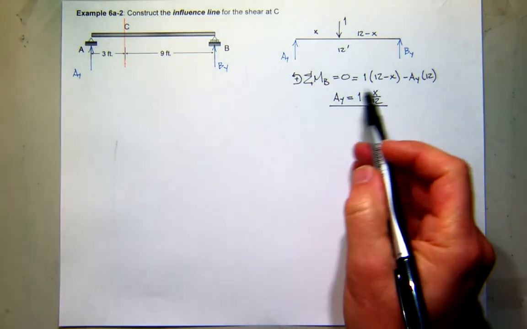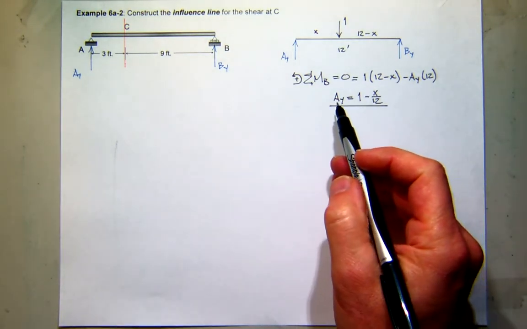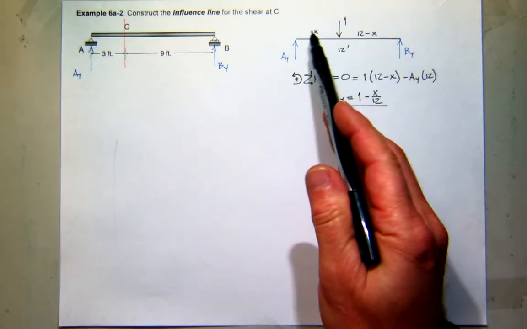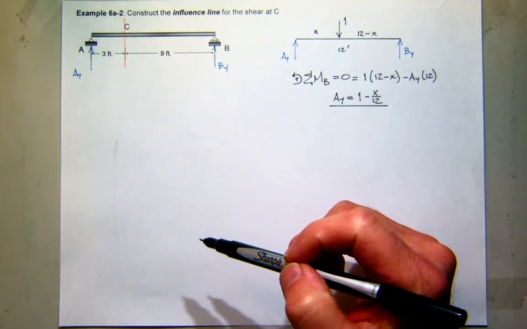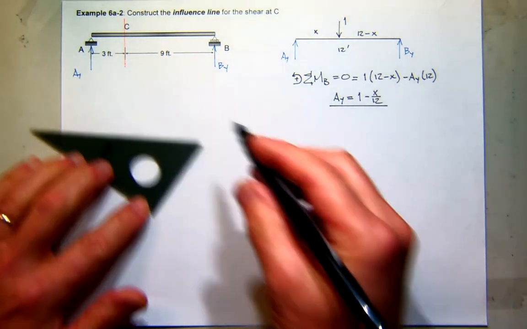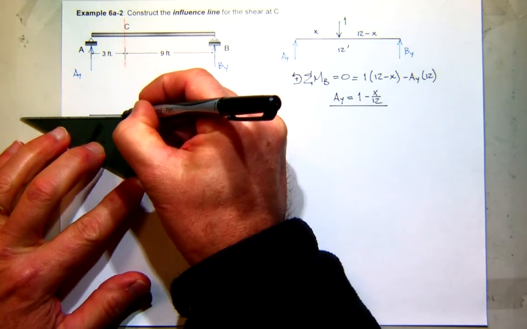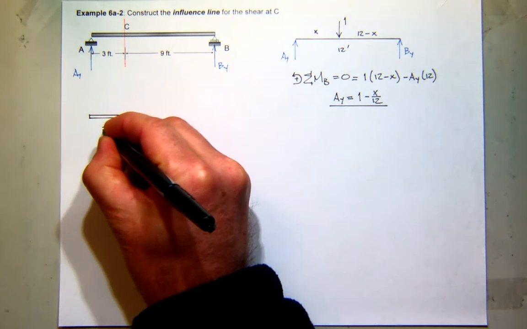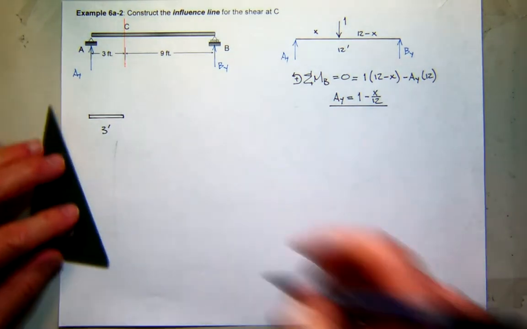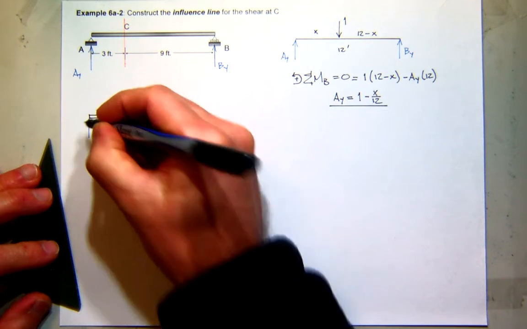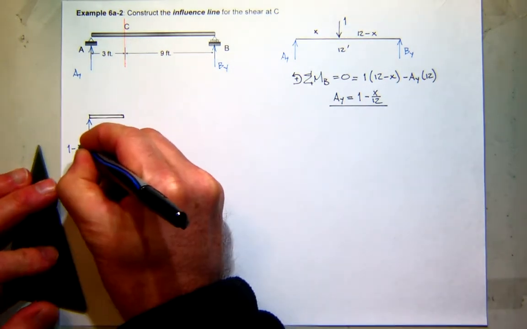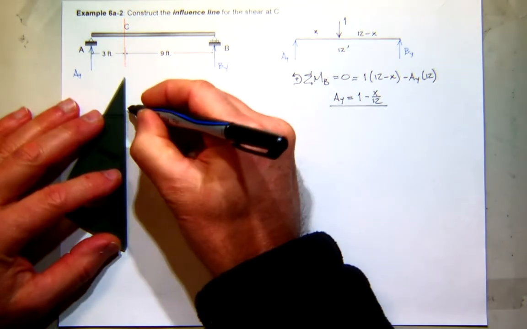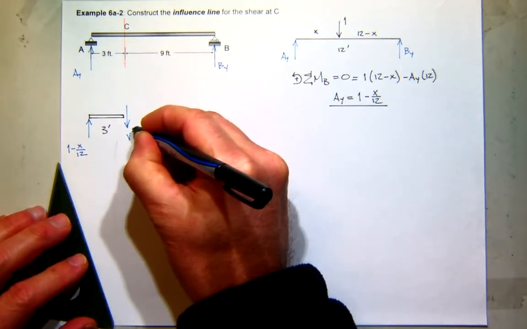Of course, I could plot that. That's really the influence line for the reaction at A. It tells me the reaction at A, as my load moves anywhere it wants, position x on the beam. So now I'm going to draw my free body diagram of the left edge. Since we wanted C, I know this segment is 3 feet long. I know my reaction at AY is 1 minus x over 12. And I want to find the shear at C.